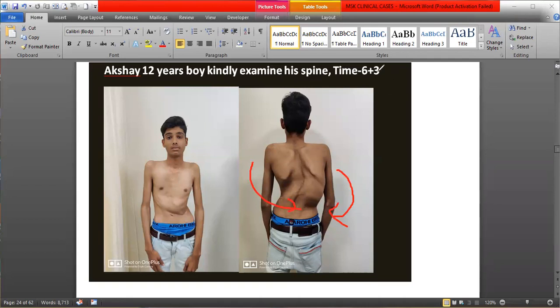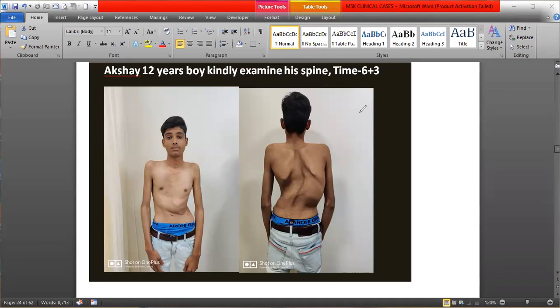Actually, I'm trying to lift you up. If you have pain, just let me know. I'm holding him under the axilla from the back and trying to lift him up. I'm seeing if there is any mobile component to the scoliosis that may disappear with the lifting up. Is there any change to the scoliosis when I lift him up under the axilla? No. Now I have completed the examination of the scoliosis.